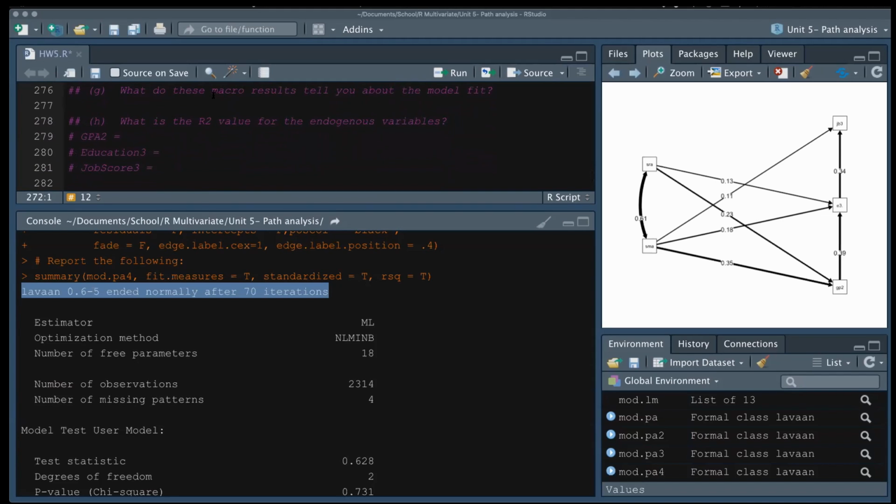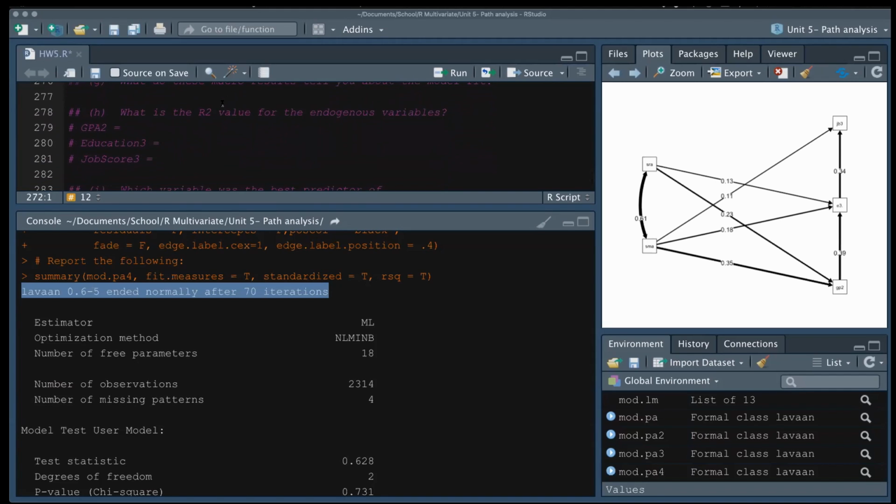So what does this tell us about the fit of the model overall? Yeah, overall we have a good fit in our data here. Where do we find these R-square values for our endogenous variables?